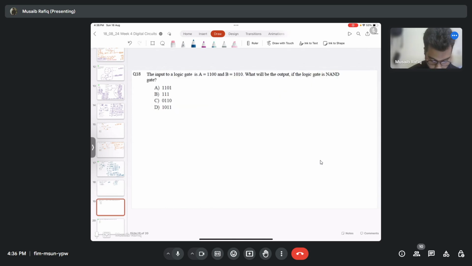So we have an input to a logic gate A, that is 1 1 0 0, and B equal to 1 0 1 0. What will be the output if the logic gate is a NAND gate? So we have a gate and we are giving these inputs. A is equal to 1 1 0 0, B is equal to 1 0 1 0, and we have to do the NAND operation.